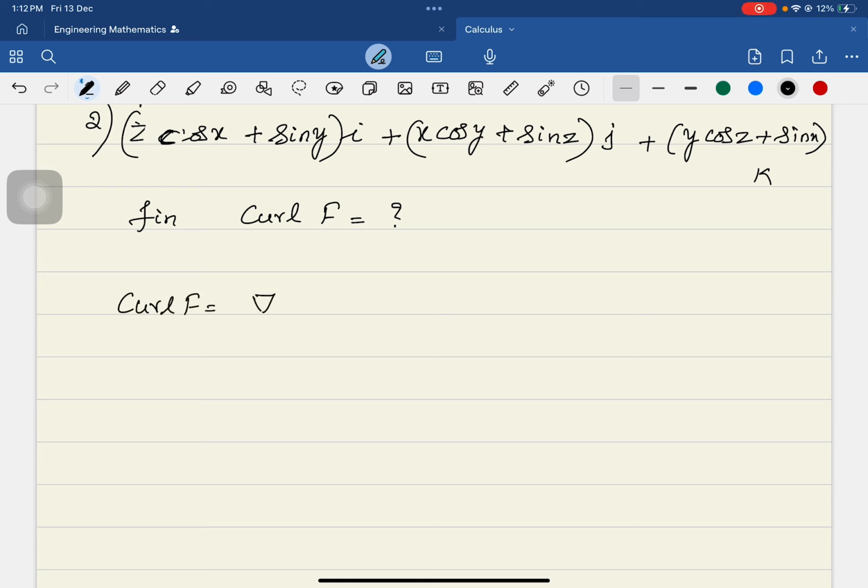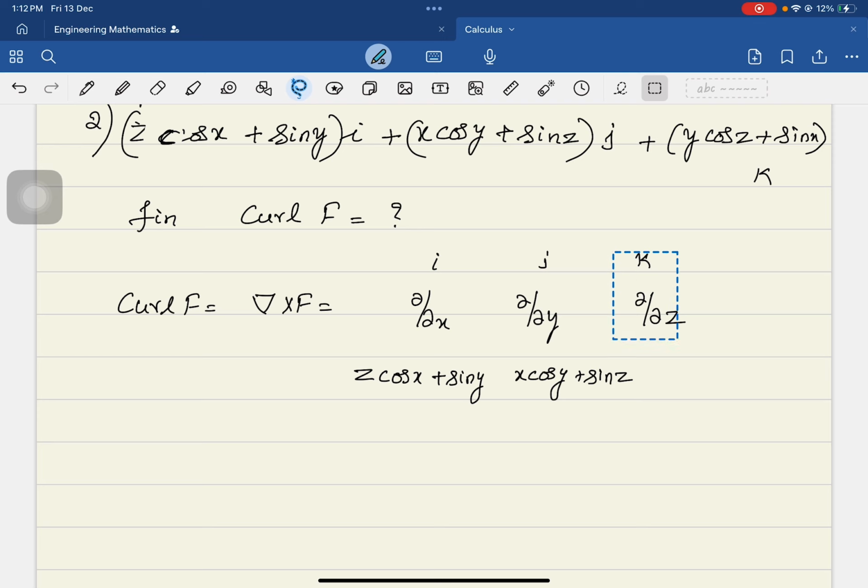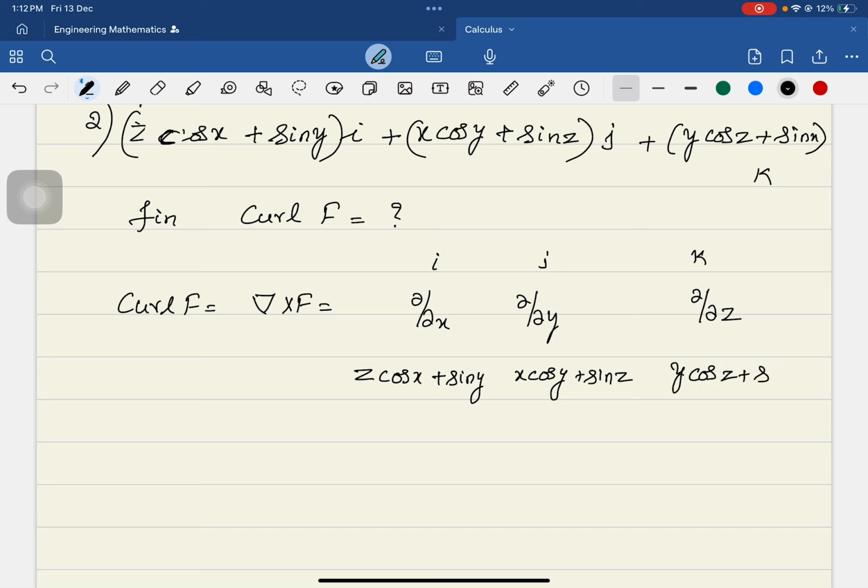Curl f is given by del cross f, and this is calculated like this: i, j, k, and then dou by dou x, dou by dou y, and dou by dou z, and this is z cosine x plus sin y is your x component, your i component. The j component is x cosine y plus sin z, and the k component is y cosine z plus sin x.